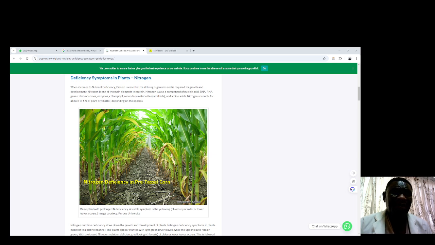Okay, so this is the nitrogen deficiency symptom. You can see this yellowing and sometimes turning brown of the leaves. So nitrogen deficiency symptoms in plants. I'm not going to read all about this, but it also talks about DNA, RNA, and so forth.